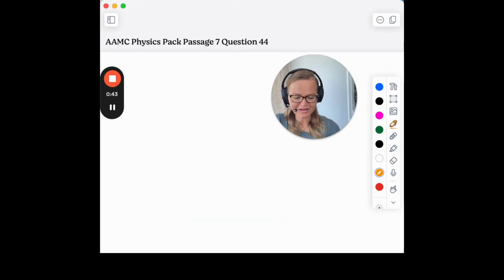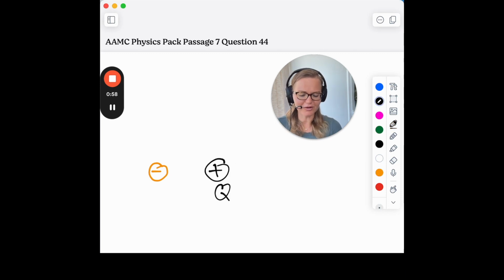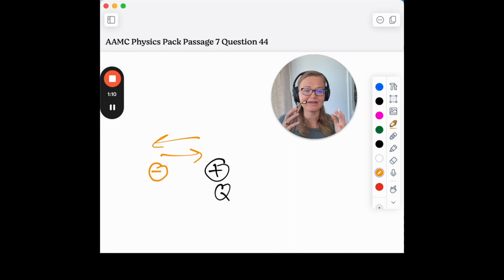We're told in the question that we place a small negatively charged particle next to a fixed positively charged particle. Say this is our positively charged particle that we're calling Q. And we want to know what happens when we do that. Is our negatively charged particle going to move towards Q? Is it going to move away from Q? If it moves towards or away, is it going to do so at a constant speed or accelerating?